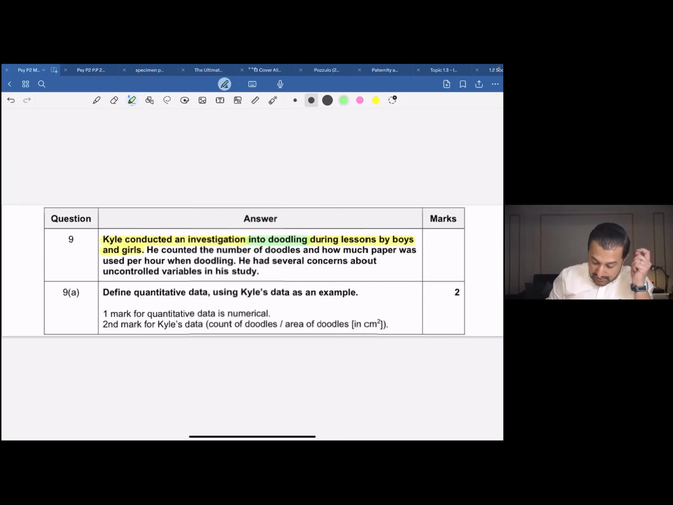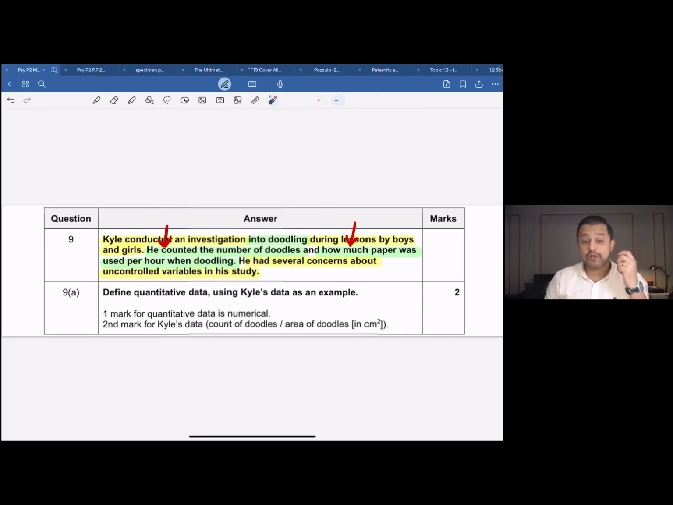He counted the number of doodles and how much paper was used per hour when doodling. So there are two variables to be noted over here. Number one, counting the number of doodles. Number two, how much paper was used per hour when doodling. He had several concerns about uncontrollable variables in his study.